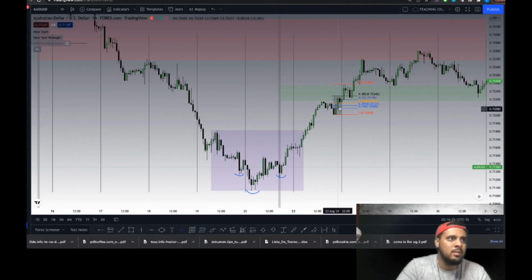price comes up, hits 50%, displaces, pulls back to 382. The 382 is my continuation level on the Fibonacci. It does that and it shoots up higher, and the target would be into the fair value gap. Okay, very simple that day.